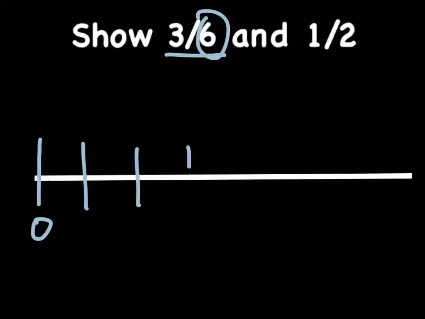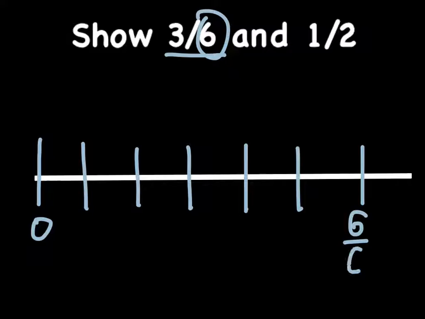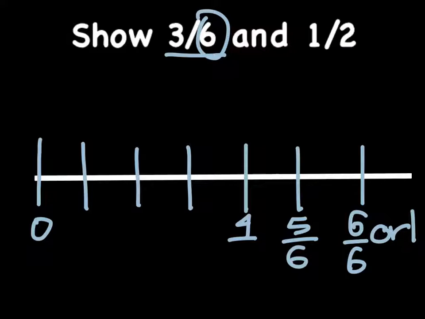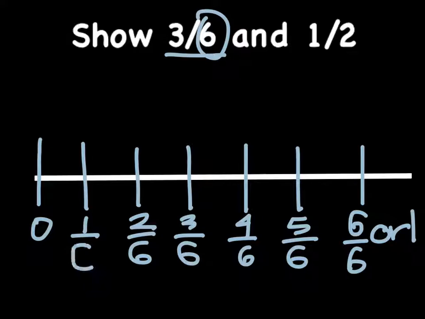Now we're going to put both of these fractions on the number line. So I'm going to use blue for the 3/6, so we're going to have a 0 space. And then since we have 6 total pieces, we're going to draw 6 lines. So 1, 2, 3, 4, 5, 6. So we have 6 out of 6, or 1. And then 1 less than that would be 5 out of 6. 1 less than that would be 4 out of 6. 1 less than that would be 3 out of 6. And then 2 out of 6. And then 1 out of 6.